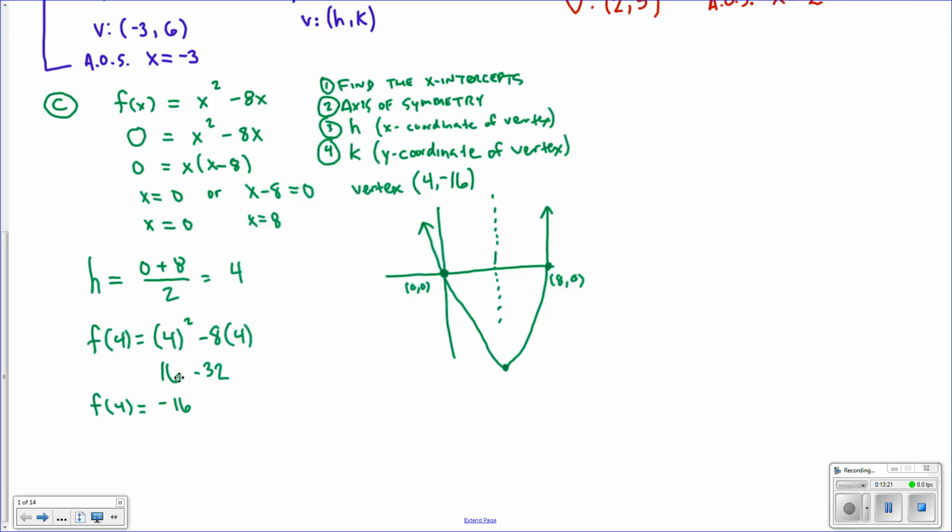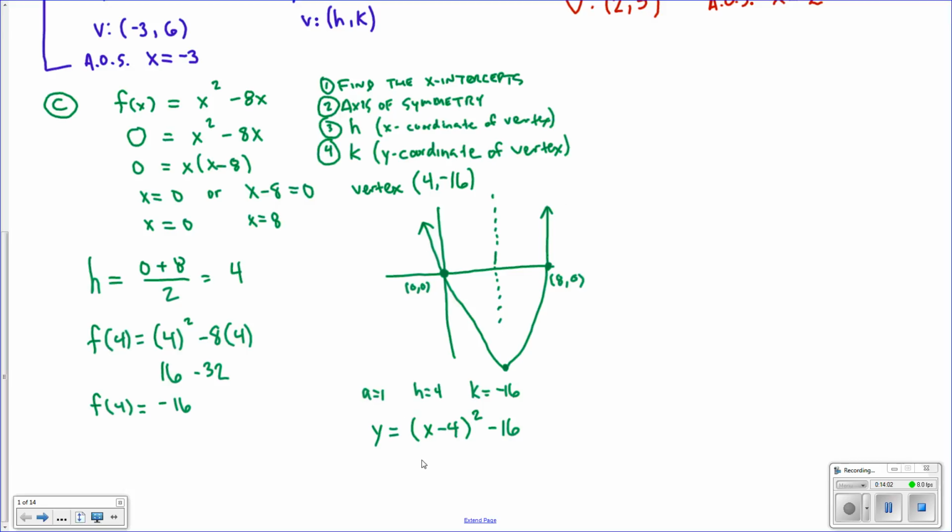So now that we know that the vertex is 4, negative 16, we can write our equation. The a value here is 1, so we know that a is 1, h is equal to 4, and k is equal to negative 16. So y equals a, which is 1, so we don't have to write it in there, times x minus 4 squared, and then we have minus our 16. There is our equation for this parabola here.